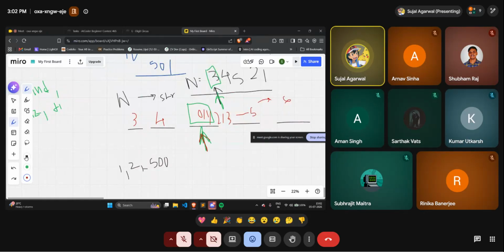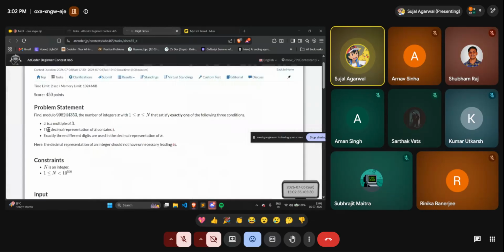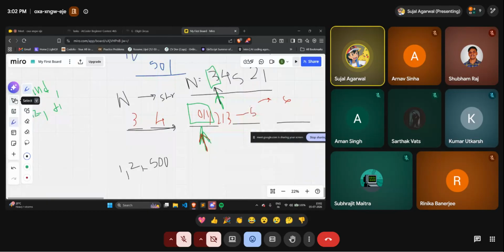We can store a digit sum. It would store the sum of the digits we have formed till now. This would help in identifying the multiple of three. For a multiple of three, we know the condition: the total digit sum of the number should be a multiple of three as well. So this would help in this. The decimal representation of x contains three.